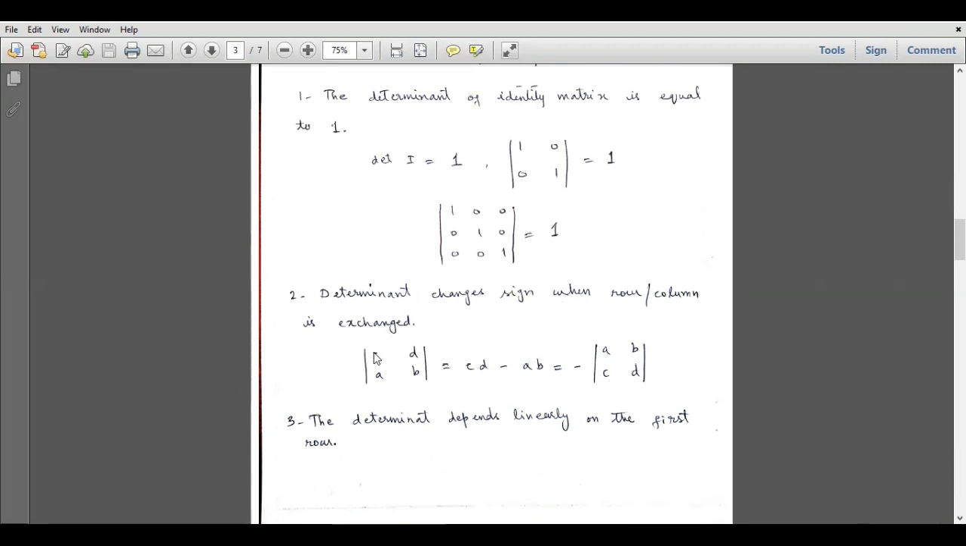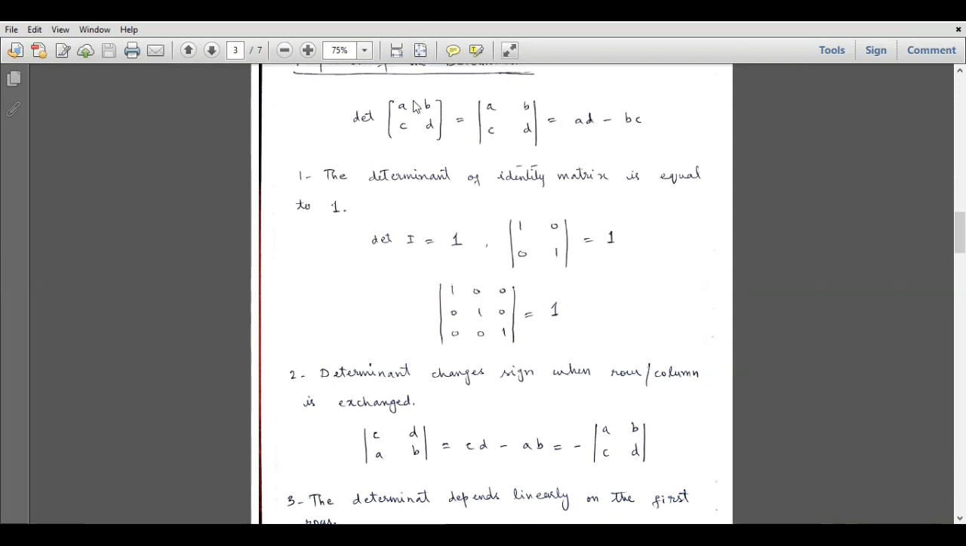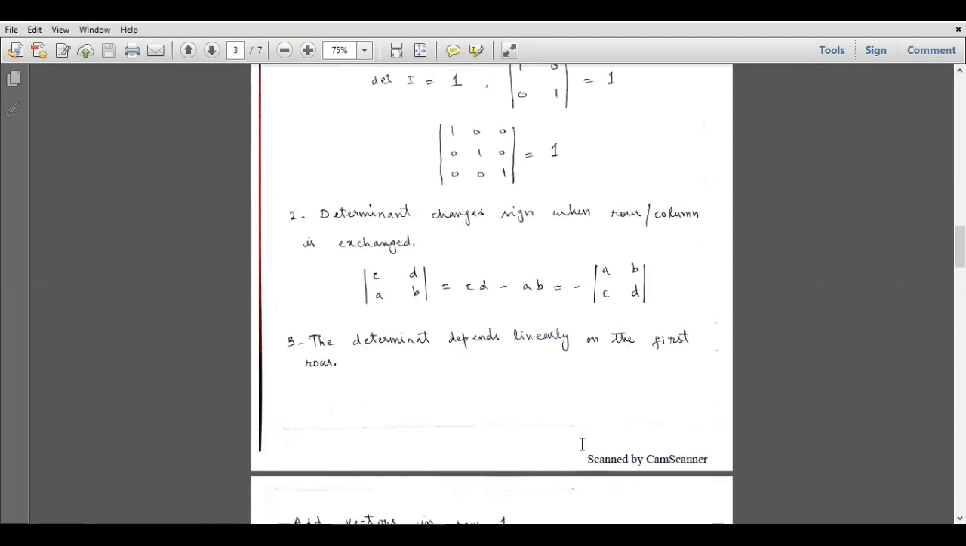So if we exchange the first row with the second row, and compare this matrix with this one, we have done one exchange. The determinant will be equal to CD minus AB, which is equal to minus times the determinant of ABCD. So if we do one row or column exchange, there will be a negative sign in the new determinant.